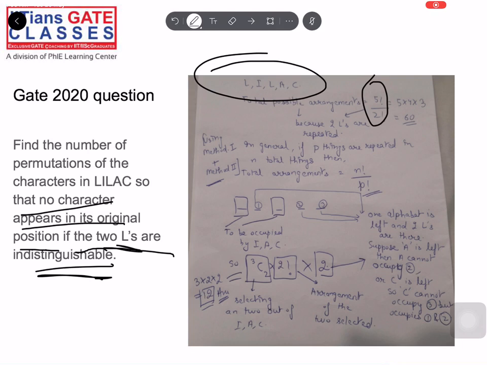Guys, now one good thing is, if any of the options is greater than 60, you can directly cancel them out because they cannot be the answer, since 60 is the maximum arrangements possible. So if you have an option like 80 or 120, just cancel them out. They'll never be the right answer. So this is one benefit of calculating total arrangements.